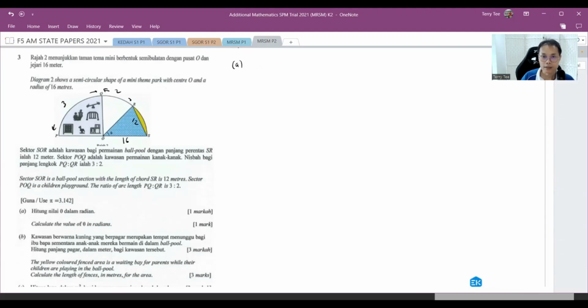If you want to find the angle theta here, you can see that if this chord is 12, and you divide evenly at the center, this will be half of 12, which is 6. So this is your 16. The whole thing is theta, half of it is theta over 2. So we say sine of theta over 2 is 6 over 16.